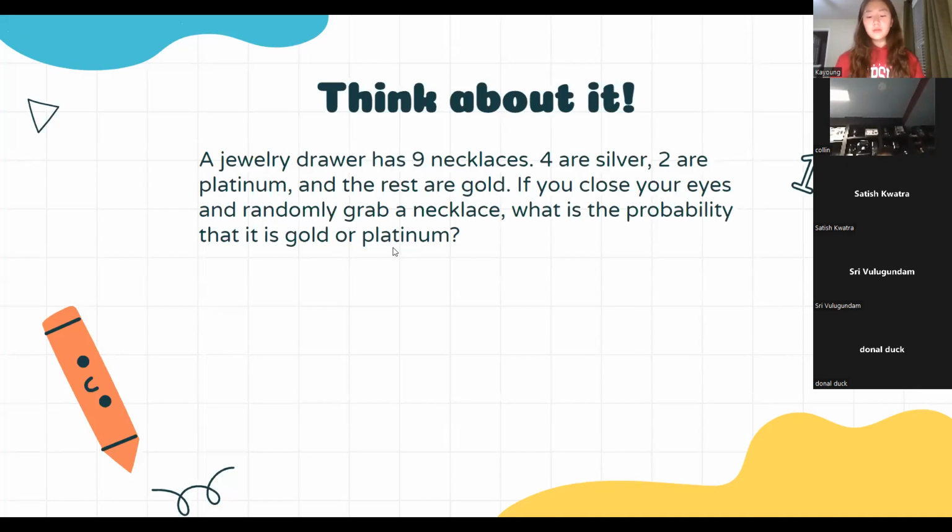So Daniel, explain to us, why is it 5 ninths? Because 4 plus 2 is 6, and it says the rest are gold, so that means there's 3 gold. 2 plus 3 is 5. That will account for platinum and gold, and then just what's the probability of gold or platinum, which means 5 over 9. Yep, that's perfect. You really don't have to do any complicated equations. Exactly. So gold is 3, platinum is 2 out of 9. Well, that's just 5 over 9.